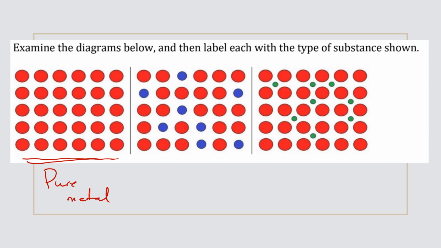Looking at the other two, you can probably guess. You see the blue takes the place of a red. So this is a substitutional alloy. And the last one's going to be interstitial alloy.